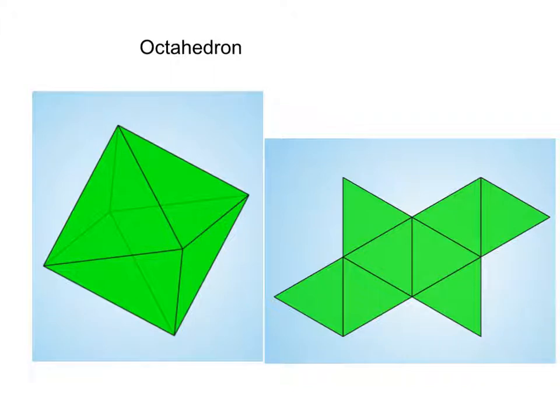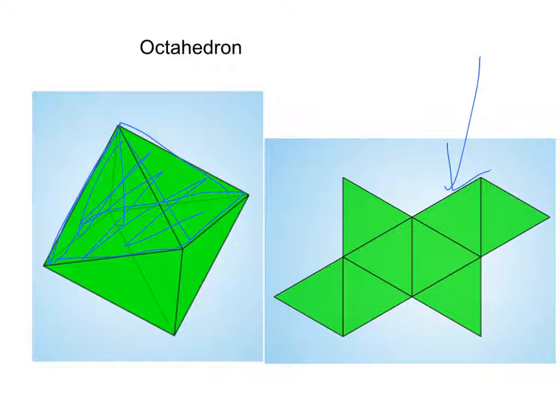Here's an octahedron, so if you can notice there are the 2 pyramids. So here's one of your pyramids. And then the bottom one is also a pyramid. And when you unfold it, you get this shape. So you can see that it's made up of 8 equilateral triangles.